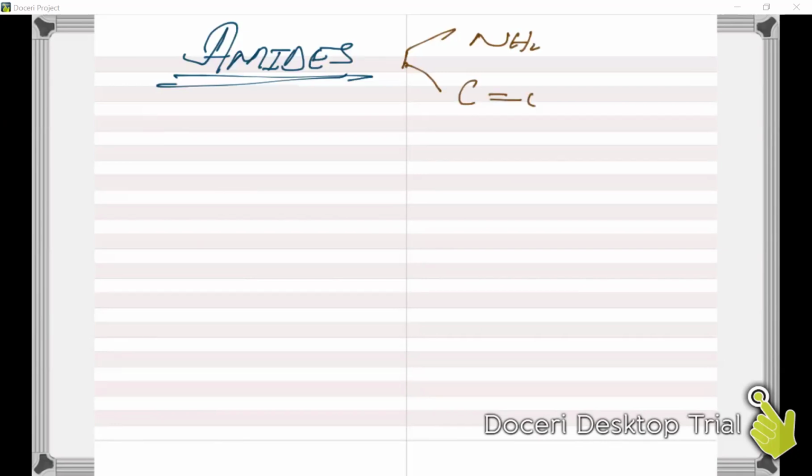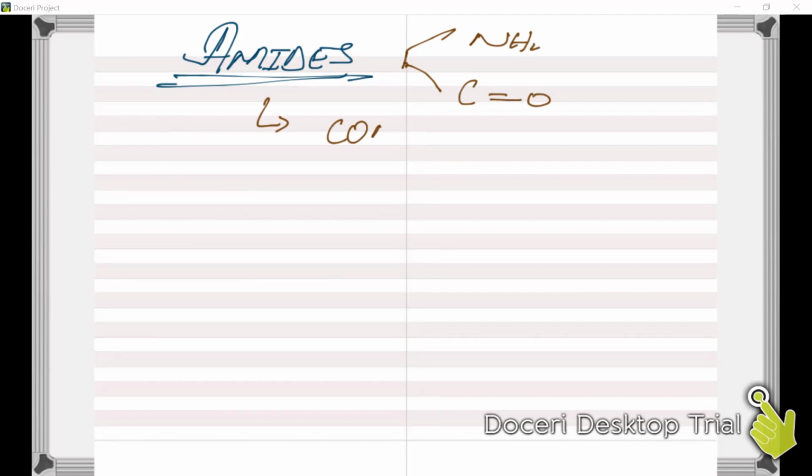carbonyl group as well. So if someone asks me what the amide group is, I would say it's a combination of carbon, oxygen, nitrogen, and hydrogen along with other alkyl radicals. If you have to draw the amide group, it would look something like this: oxygen attached with a carbon, a double bond, and NH2.